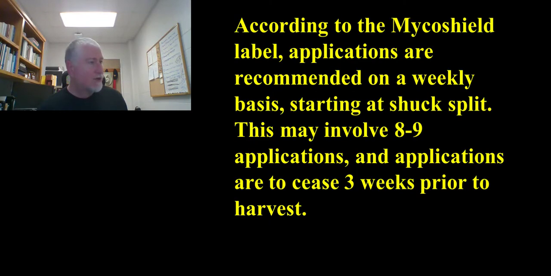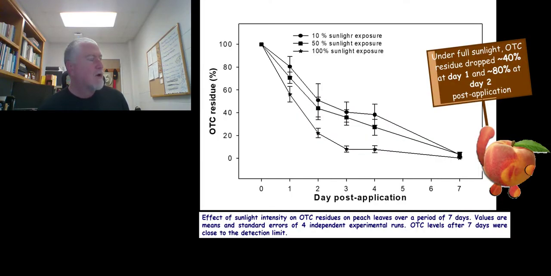So let's talk about MycoShield real quick. MycoShield is your other product you can utilize. It's an oxytetracycline antibiotic. You can spray it weekly up to about 3 weeks prior to harvest. We do know some things about it that are bad, though. Sunlight is going to take off the MycoShield pretty quickly, so you're probably not going to get the 7 days of coverage you need with MycoShield by itself. It's just not going to be there. Hopefully you're going to knock the bacteria back enough that you can prevent infection.